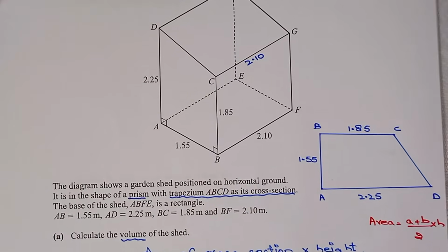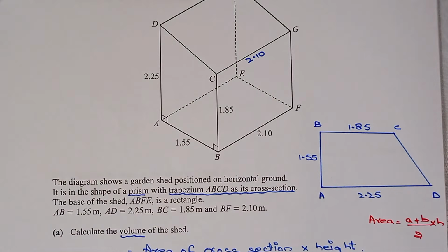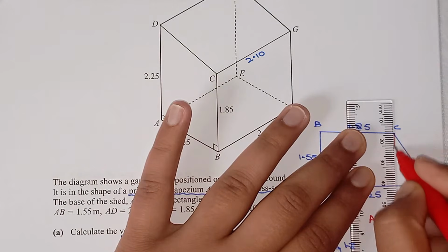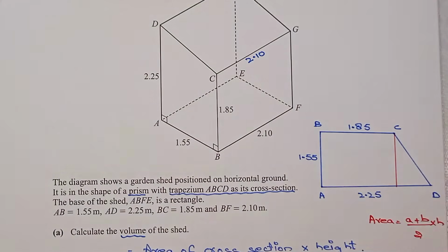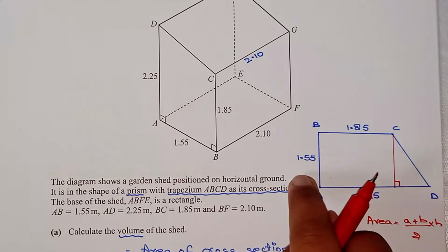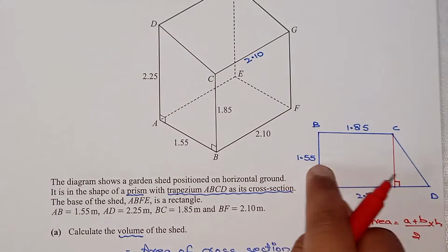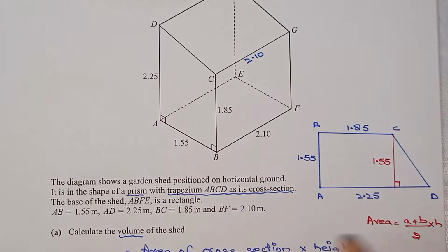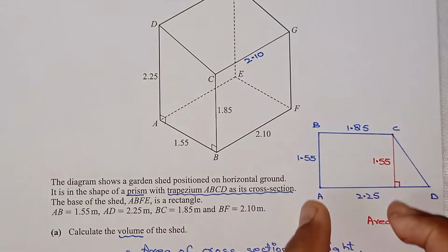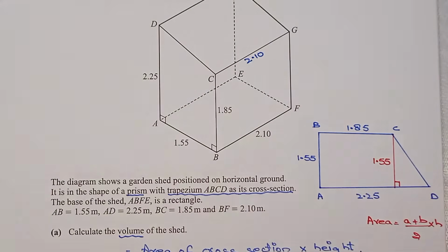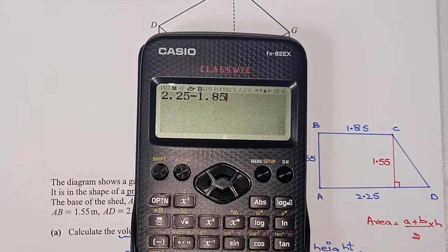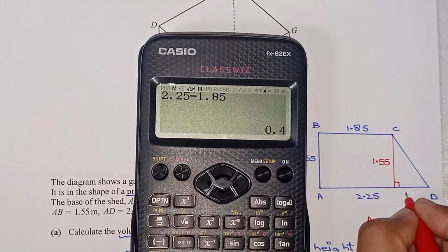Going back to the diagram that we made for the trapezium, if I draw a straight line over here, this would be CD, and it is a right angle triangle, right? If AB is 1.55, this side is also 1.55. BC is 1.85, so this side is also 1.85. What would be this side? We can do 2.25 subtract 1.85, so this would be 0.4.